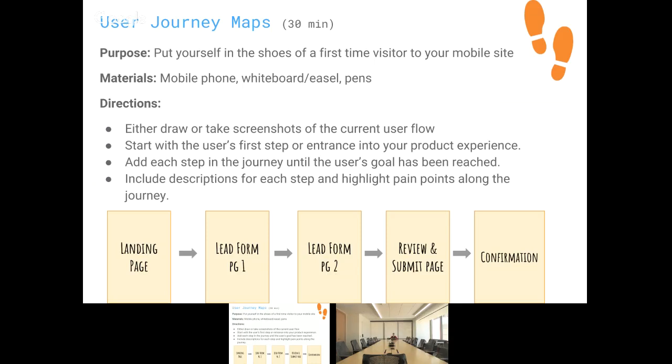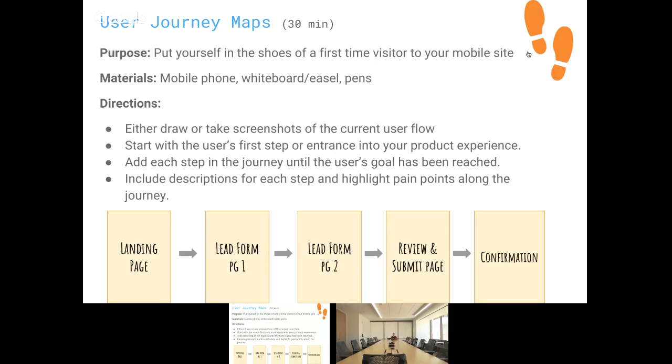You'll take about 30 minutes and you're either going to draw or take screenshots of the flow that a user goes through now when they come to your site, starting at the landing page, so the first step or their entrance into your experience, and then go through and draw or screenshot each step thereafter. So for example, they might go to your landing page, then go through a few lead form pages, finally have review and submit, and then have the confirmation.